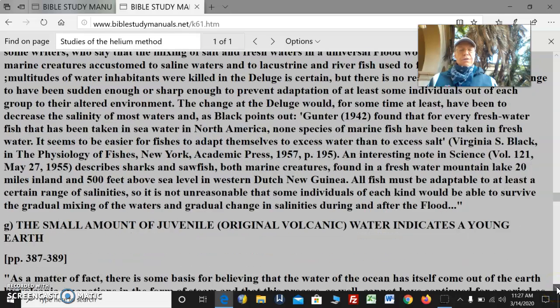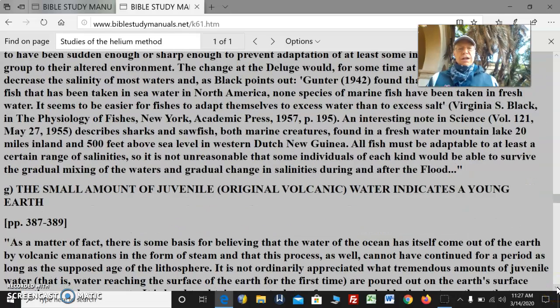Very often you find species from both fresh and seawater in the areas where a river tributary goes into the ocean, and they graduate into a more saline situation or less, and still survive and don't die. They're adaptable. The small amount of juvenile original volcanic water indicates a young Earth.